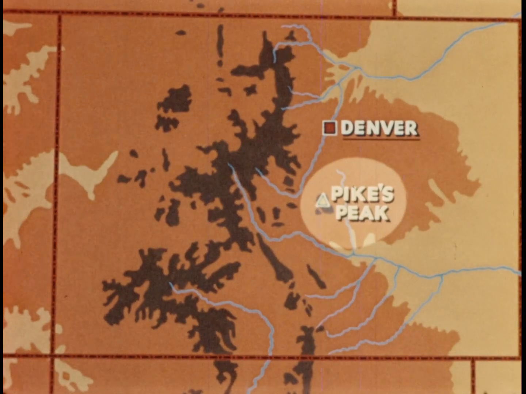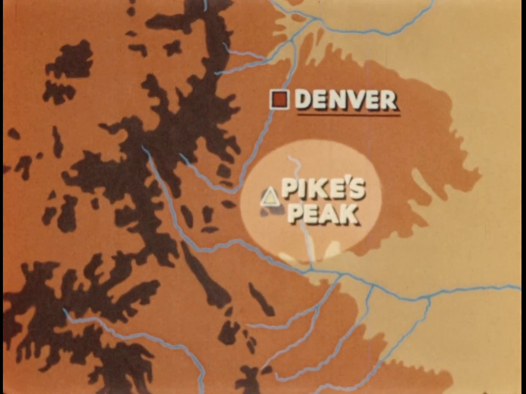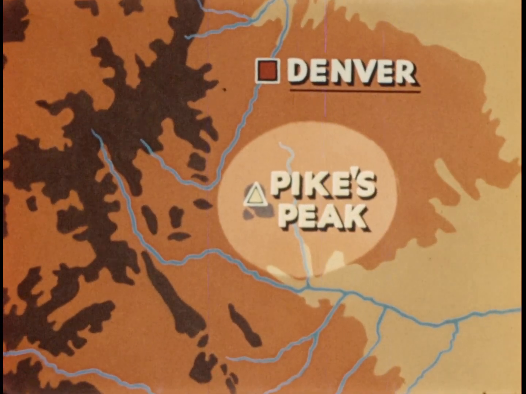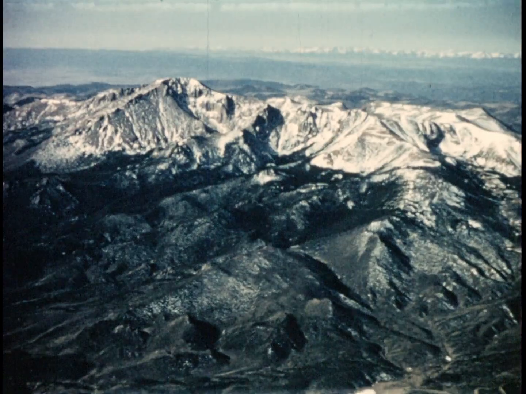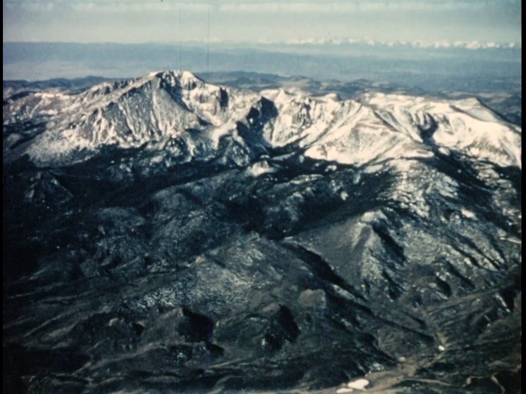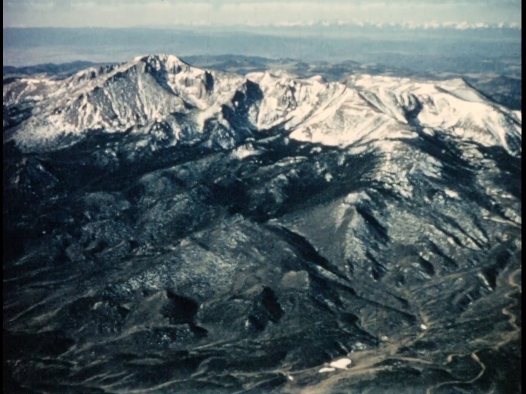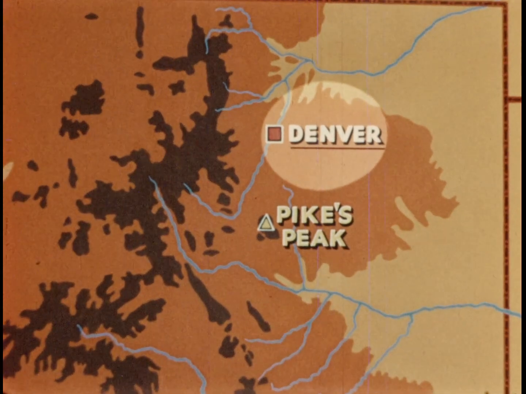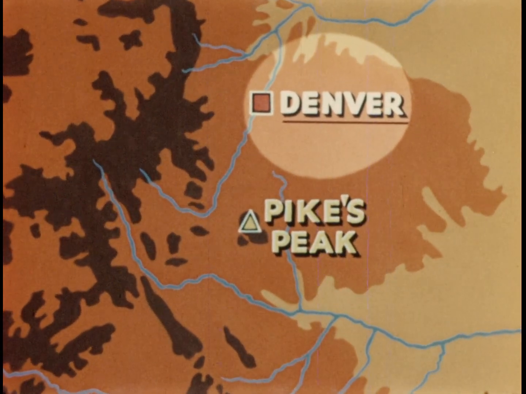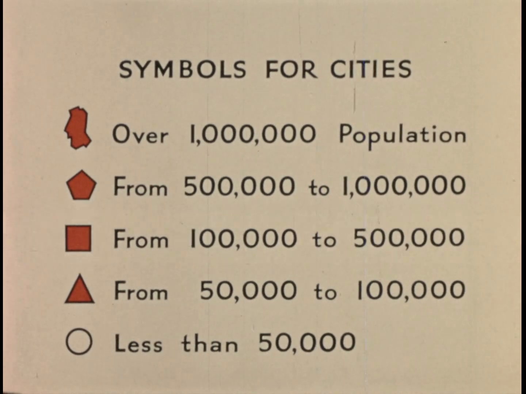Farther east on the map, a special mark, a triangle, is used to locate one of the high Rocky Mountain peaks, which lies near Denver, Colorado. Pike's Peak, one of many Rocky Mountain peaks over 14,000 feet high, looks like this from the air. The map tells us that the city of Denver is located to the east of the Rocky Mountains. The square symbol means that Denver is a city of from 100,000 to 500,000 population.